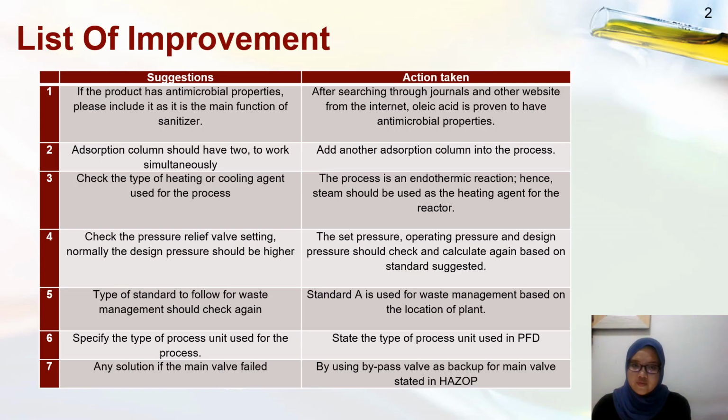From our previous presentation, we received some suggestions from the assessor and we have made improvements. The action taken is such as adding another absorption column into the process. We have been using Standard A for the waste management based on the location of the plant, and we also state the type of the process unit based on the PFD. And for the solution for the main valve failure, we have taken the action of using a bypass valve as a backup for the main valve, as stated in the hazard.